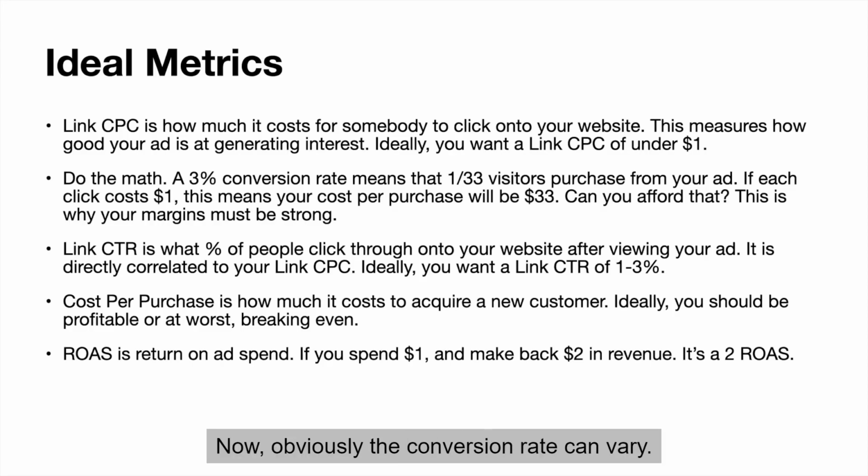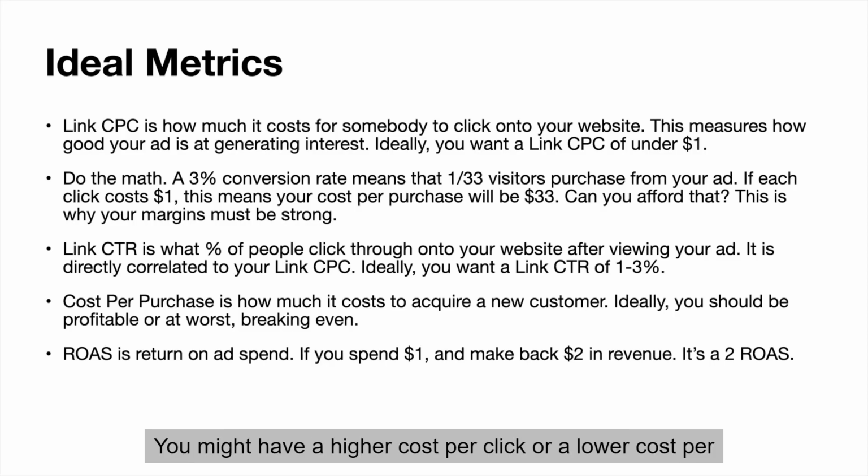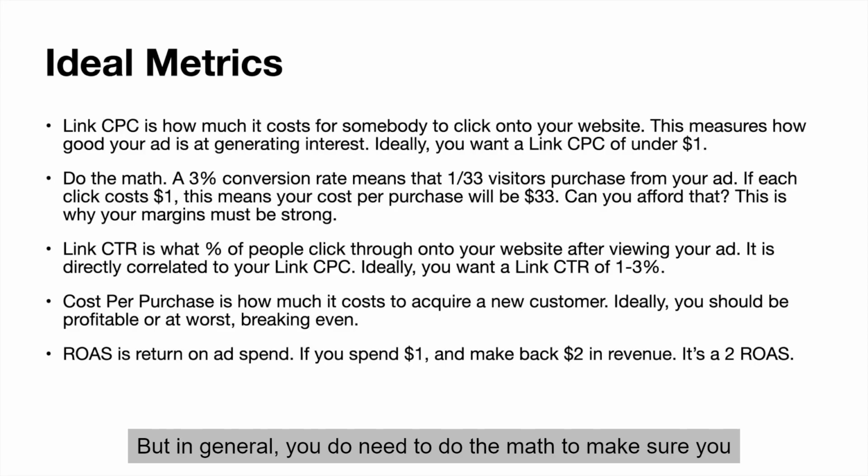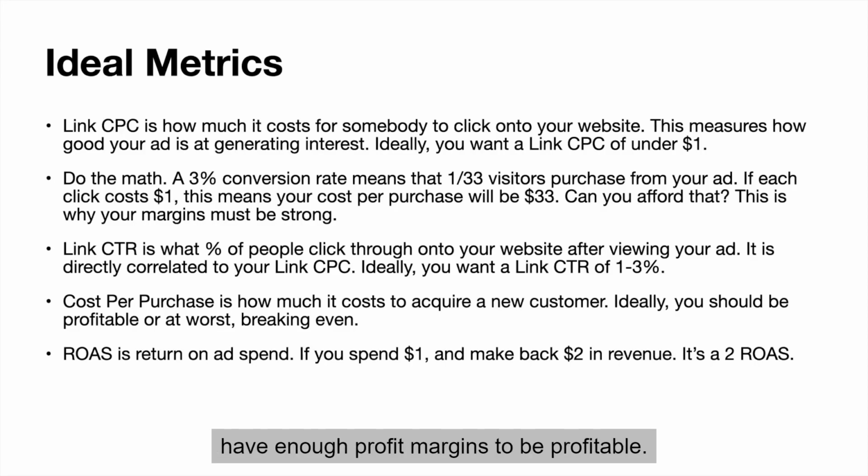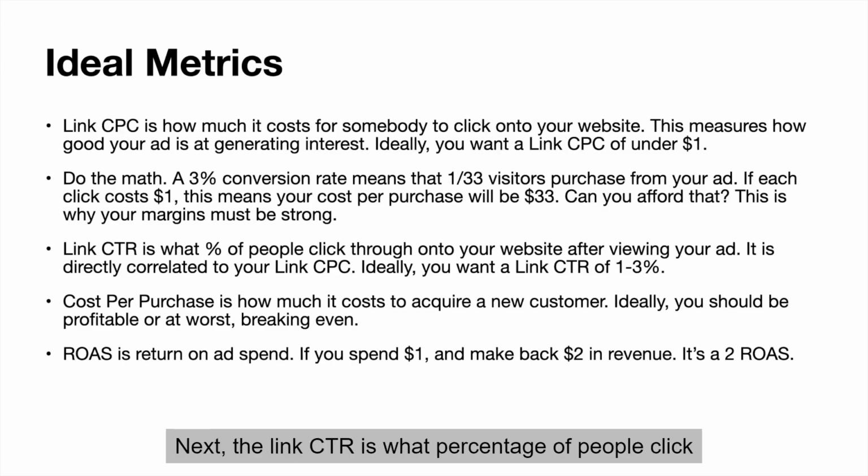Now, obviously, the conversion rate can vary. You might have a lower conversion rate or a higher conversion rate. In addition, your cost per click can vary. You might have a higher cost per click or a lower cost per click. But in general, you do need to do the math to make sure you have enough profit margins to be profitable. Next, the link CTR is what percentage of people click through onto your website after viewing your ad.